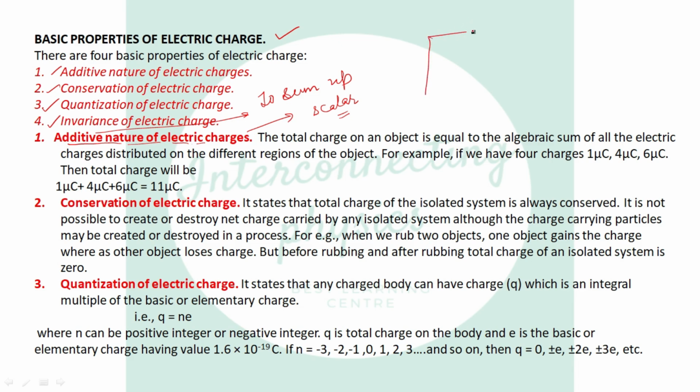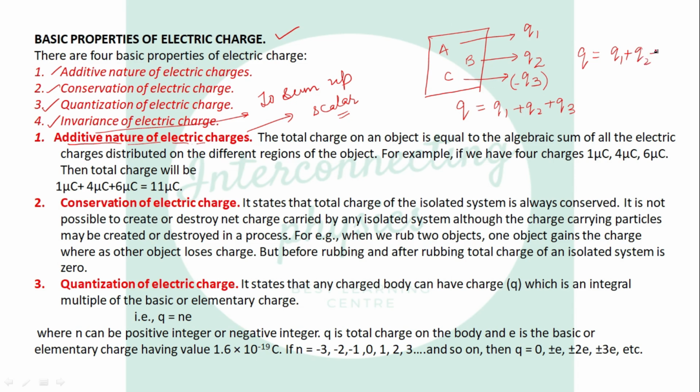So let us say we have one charged body, and we have 3 points A, B and C. Let us say Q1 charge is present at point A, Q2 charge is present at point B and Q3 charge is present at point C. So the total charge on the body will be the sum of these charges, that is Q1 plus Q2 plus Q3. And if at point C there is charge minus Q3, then the total charge will be Q equal to Q1 plus Q2 plus minus Q3. So here we took the example. We have 3 charges: 1 microcoulomb, 4 microcoulomb, 6 microcoulomb. And the total charge will be 1 microcoulomb plus 4 microcoulomb plus 6 microcoulomb, equal to 11 microcoulomb.